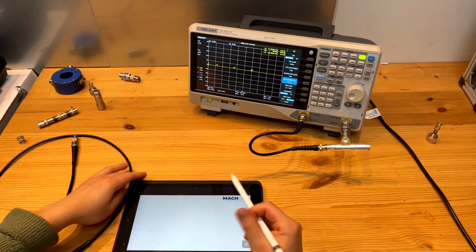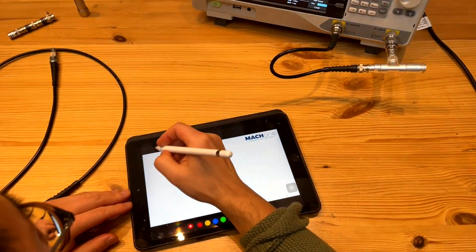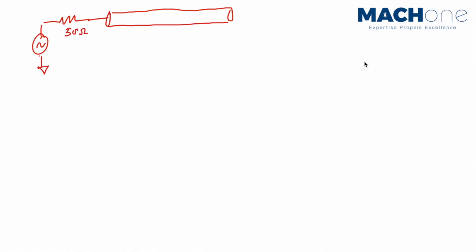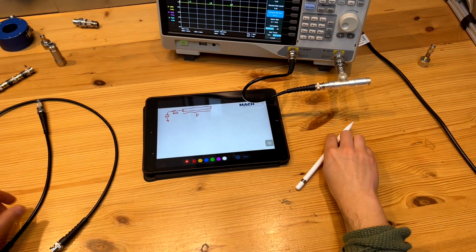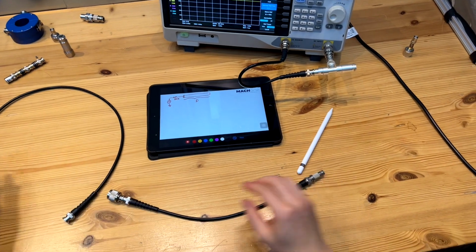So if I start drawing this simplified setup, we have a signal source coming from the tracking generator, and often it has a 50 ohm source impedance. And in this case, we're going to connect a coaxial cable. I draw it like that, so that's my coaxial cable. We're going to look at the resonance frequency and how it is related to the length of the cable. We can definitely measure the length of this cable, and we have two coaxial cables with different lengths.